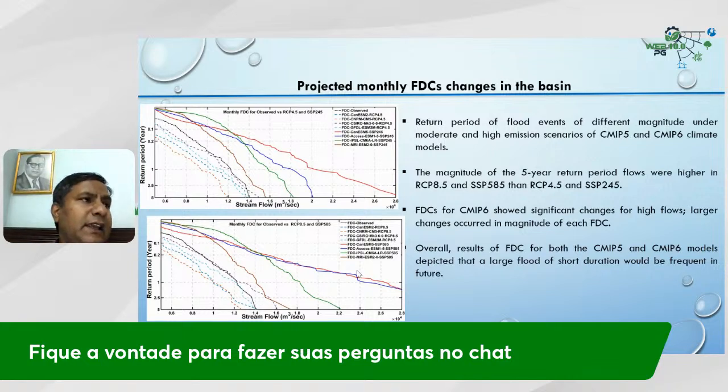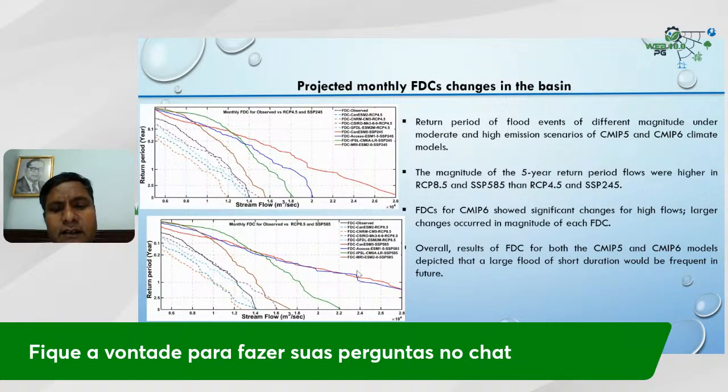Large floods. Nowadays, extreme events are very common, like either drought or flood. In a very short period of time, you will find heavy rainfall, or maybe there is a drought. These kinds of activities are increasing day by day.